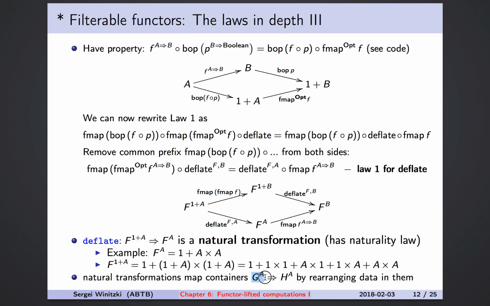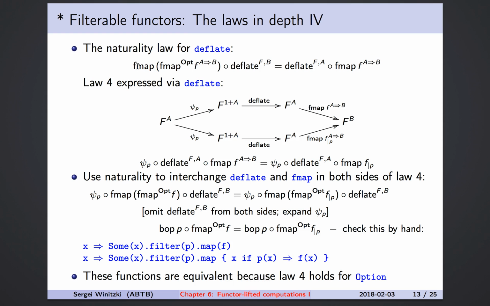So if these two containers are in some sense sufficiently similar that this can be done, this rearrangement of data, then you have a natural transformation between these two functors. So we have found the law for deflate, which is this, which interchanges fmap and deflate. Now let's use this to show that law 4 holds. What is law 4 expressed via deflate? It is this. I'm repeating the type diagram from the slide before.